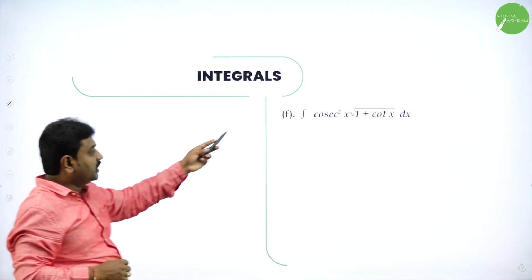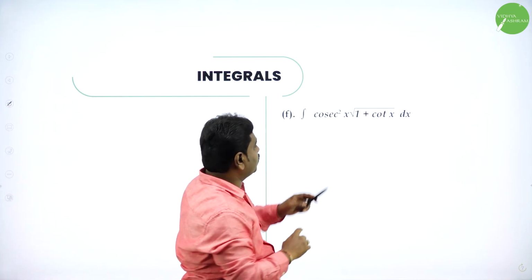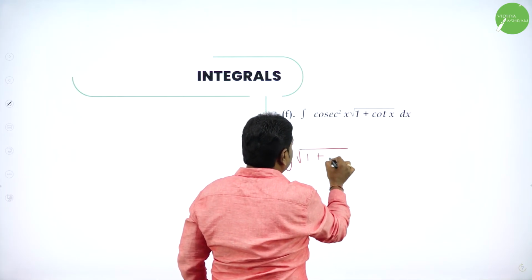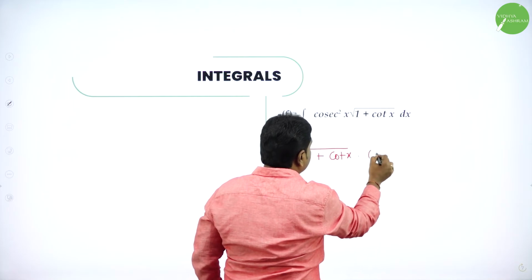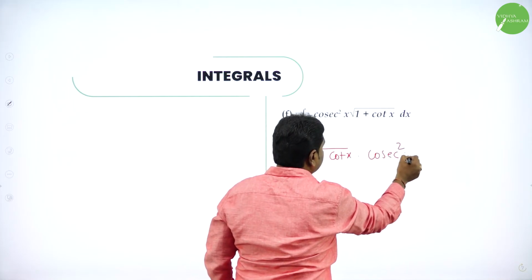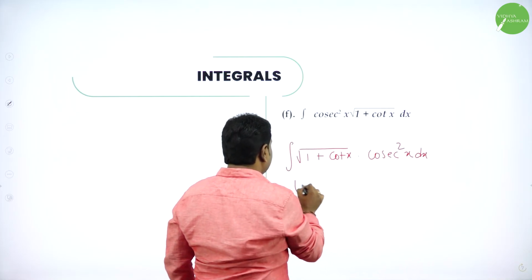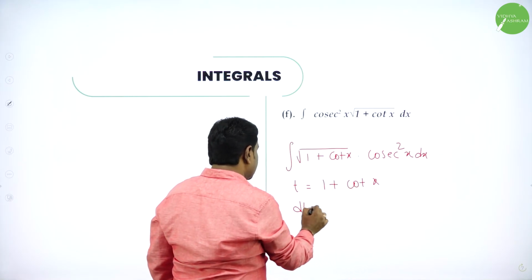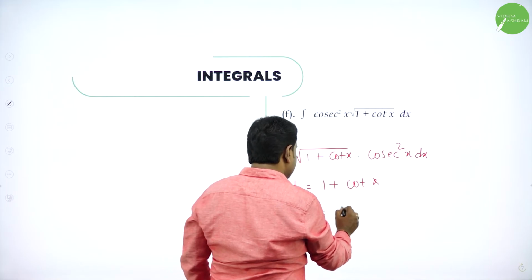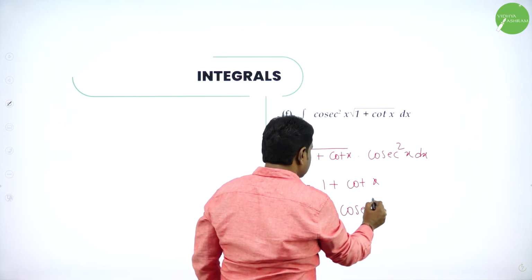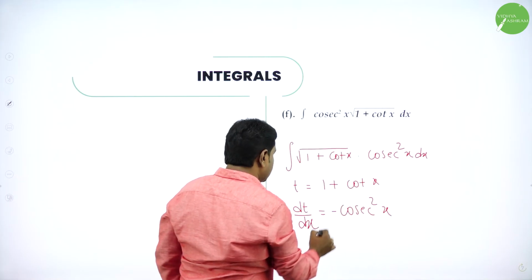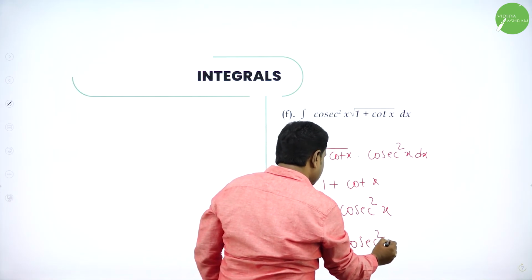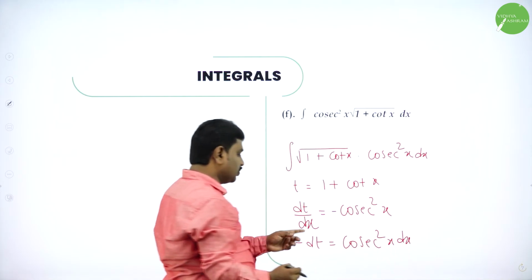Then integration of cosecant square x by root of 1 plus cot x. Can I write the given problem as integration of 1 by root of (1 plus cot x) into cosecant square x dx, so that t is equal to 1 plus cot x. So differentiate this. So dt by dx becomes minus cosecant square x, and we need cosecant square x dx. So minus dt becomes cosecant square x into dx. So transfer dx to the RHS and multiply by minus.